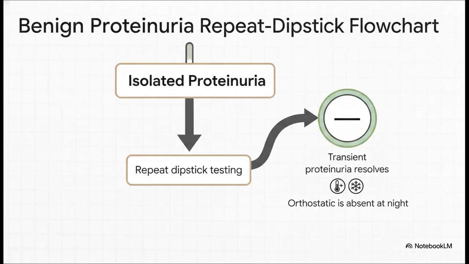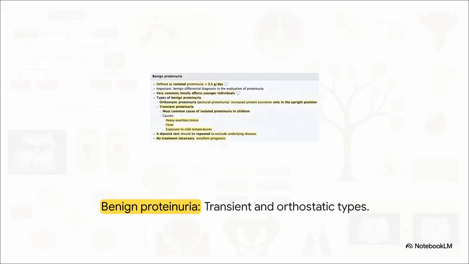Let's look at isolated proteinuria. This should always be followed up with repeat dipstick testing. If subsequent tests come back negative, you're dealing with transient proteinuria. This resolves on its own and is often just triggered by something like a fever or stress. If the proteinuria persists, you'll want to evaluate for orthostatic proteinuria, which is actually really common in adolescents. It's mild, completely absent at night, and requires absolutely no treatment once you've confirmed the diagnosis.